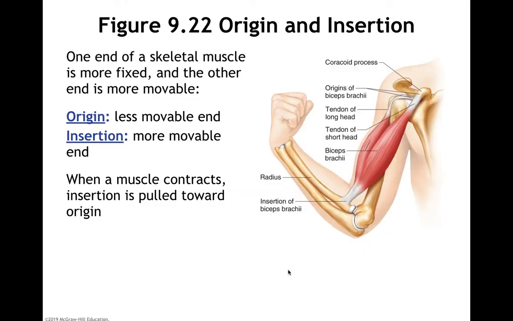One end of a skeletal muscle is fixed, the other is more movable. It's going to pull a bone towards one end. That origin would be the less movable end. The insertion is on the bone that is going to move. When a muscle contracts, the insertion is always pulled towards the origin. So for all the movements we think of, there has to be a way to explain them as a pulling force.